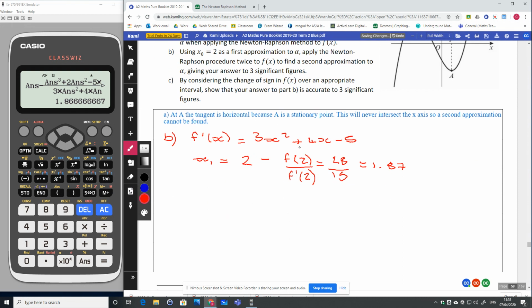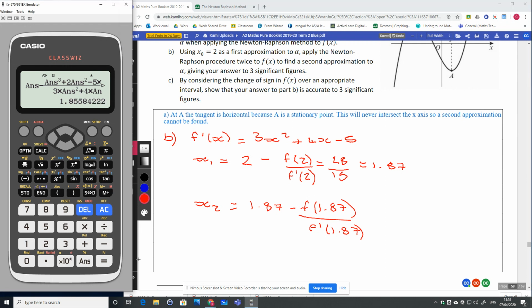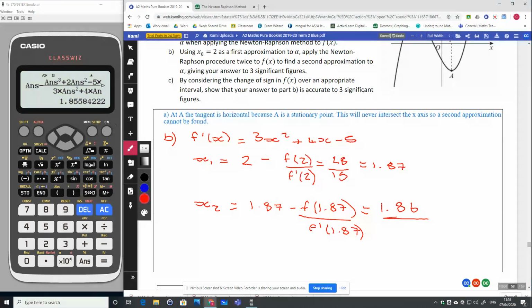So x2 is equal to, now if you're not going to use your calculator like I have, and you're going to type this in again, you have to use that full value. So I might write 1.87 here, but you need to be using 28 over 15, which is what the calculator is going to do, because otherwise you will lose your accuracy on it, and the whole process is working on having that accuracy there. So to 3 significant figures, I get 1.86, which is what it's asked me to do to find an approximation. So that's our approximation for alpha.